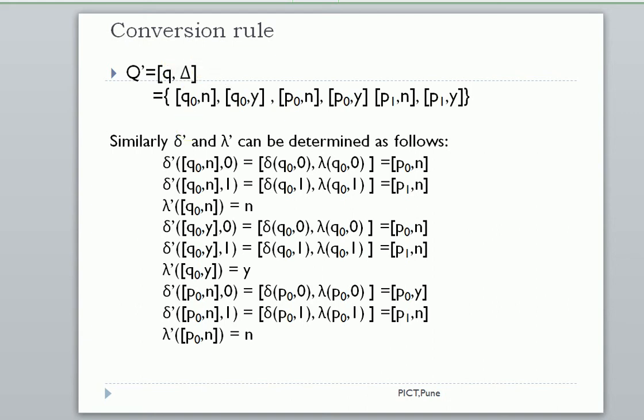Okay. Now we'll say delta Q0 on N, right? Q0 on N is my one state. So Q0N is my one state. And what is the input alphabet set in this case? This is 0 and 1.